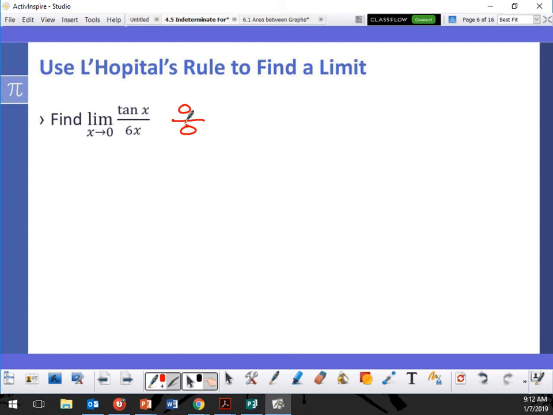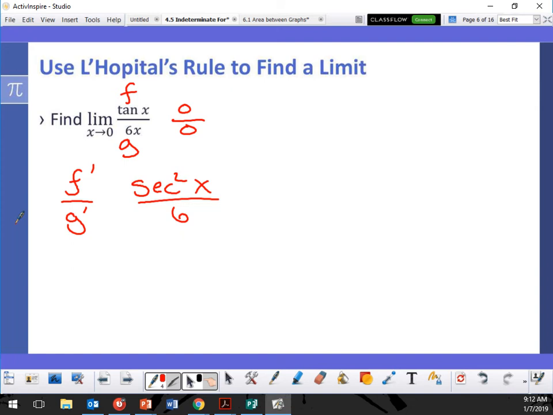Okay. All right. So 0 over 0. So now we're going to take the derivative. These are things that are on the flashcards and on the Quizlet app that I sent out. The derivative of tangent is secant squared. So this would be my f, and this is my g. So f prime over g prime is going to be secant squared of x over 6. There we go. And now let's plug in 0.